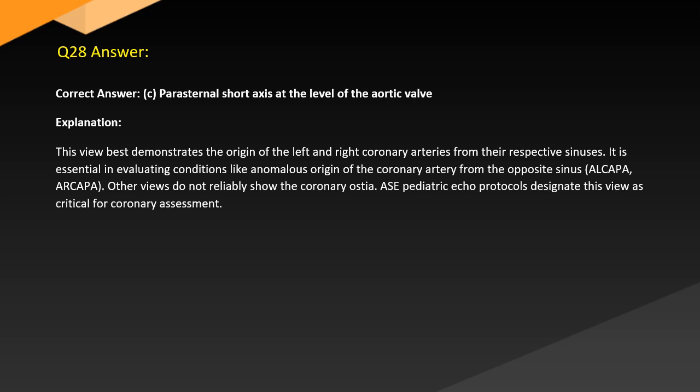Explanation. This view best demonstrates the origin of the left and right coronary arteries from their respective sinuses. It is essential in evaluating conditions like anomalous origin of the coronary artery from the opposite sinus, ALCAPA, ARCAPA. Other views do not reliably show the coronary ostia, as pediatric echo protocols designate this view as critical for coronary assessment.